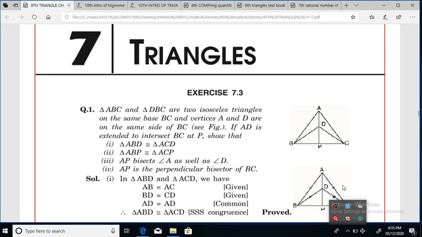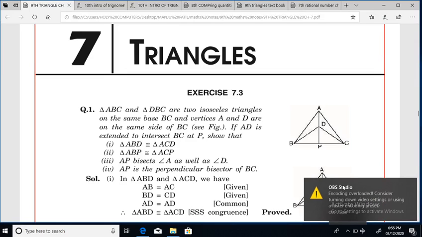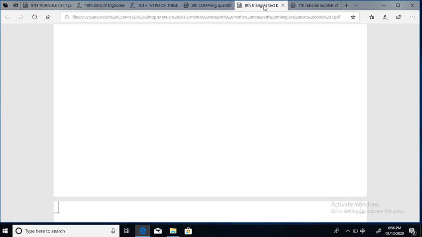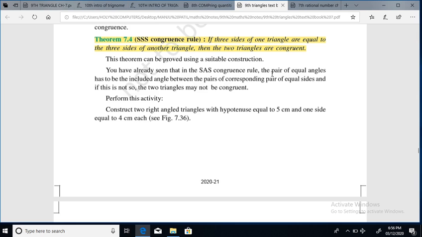So let's start exercise 7 part of lesson triangle. Before we start this exercise, you have to know some congruency rules. We already learned about the SAS congruency rule and the ASA congruency rule. Now the third one is the SSS congruency rule.